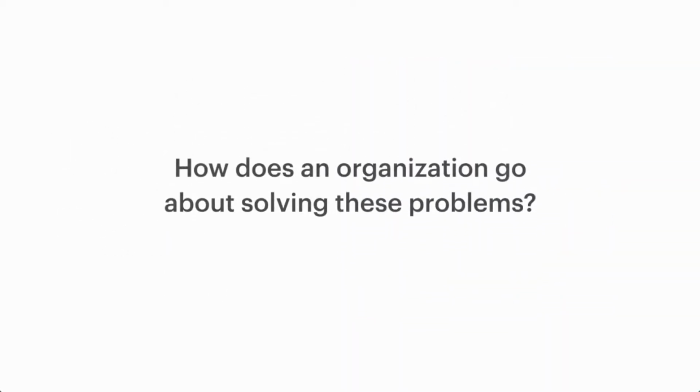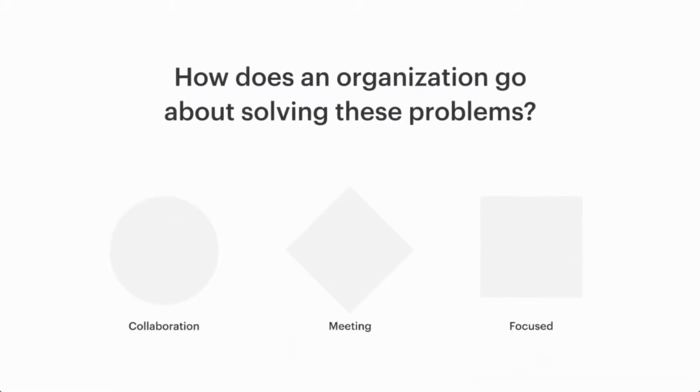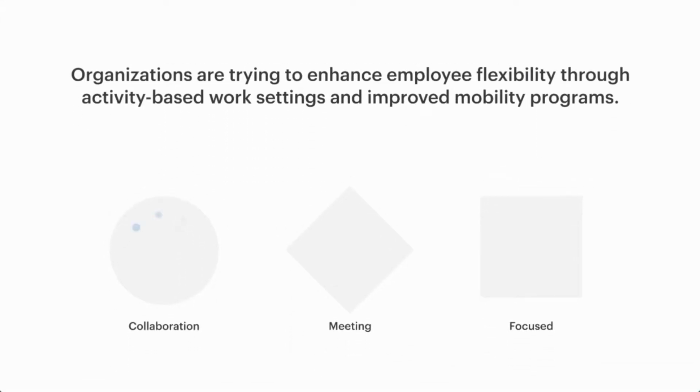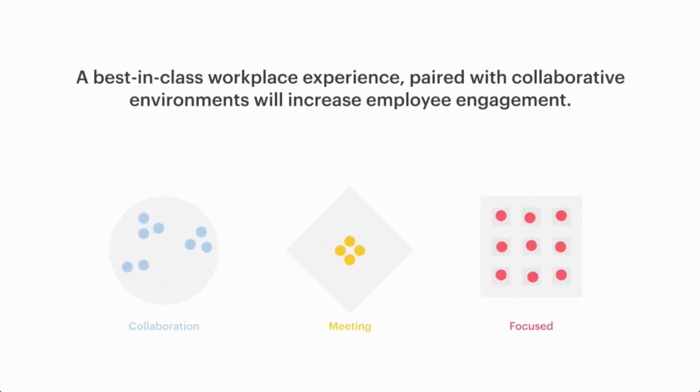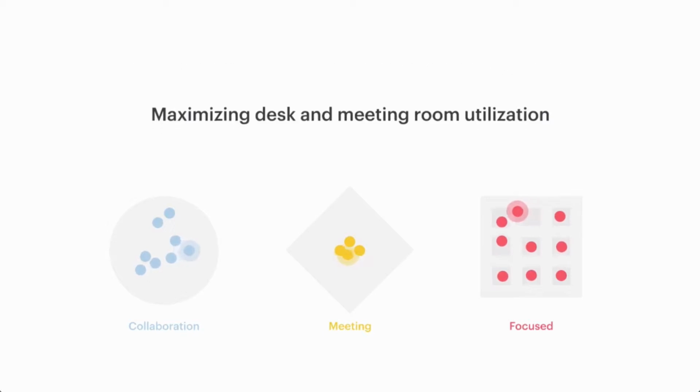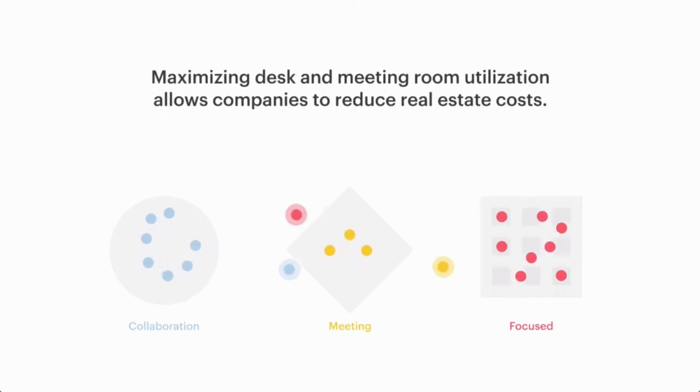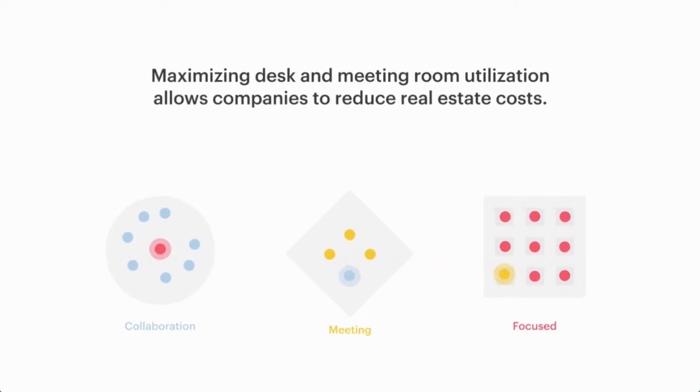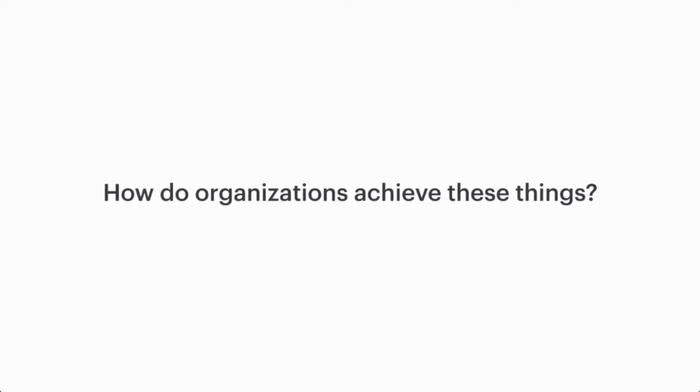How does an organization go about solving these problems? Organizations are trying to enhance employee flexibility through activity-based work settings and improved mobility programs. Studies show that a best-in-class workplace experience paired with collaborative environments will increase employee engagement. Plus, maximizing desk and meeting room utilization allows companies to reduce real estate costs. But how do organizations achieve these things?